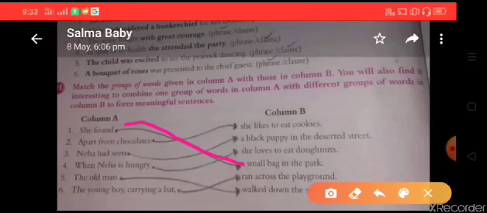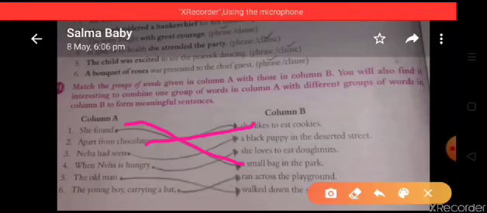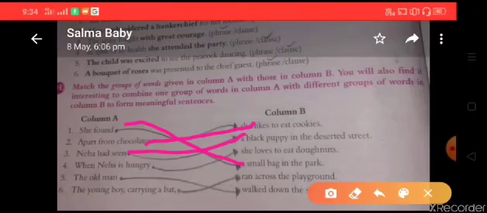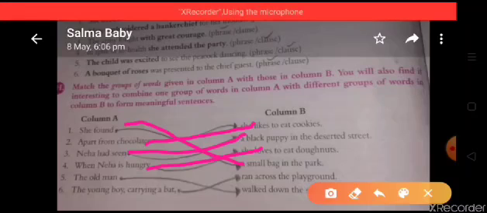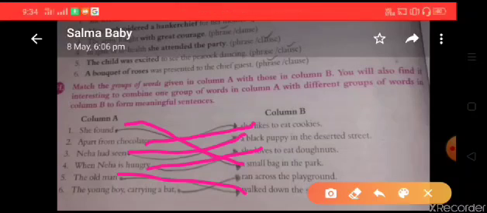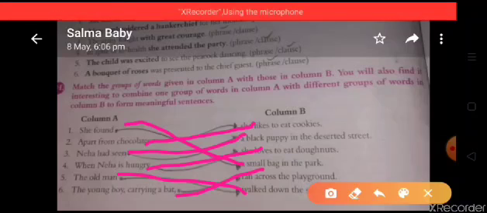Apart from chocolate, she liked to eat cookies. Neha had seen a black puppy in the deserted street. When Neha is hungry, she loves to eat donuts. The old man walked down. The young boy carrying a bat ran across the playground. So this you have to complete in the book.